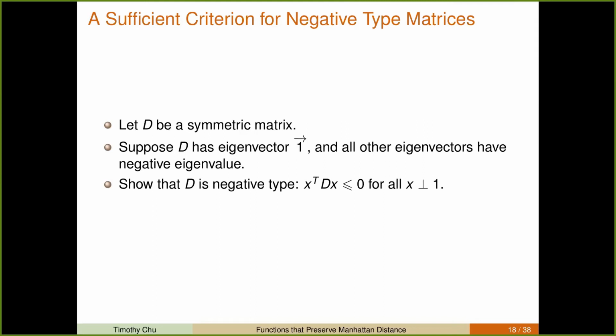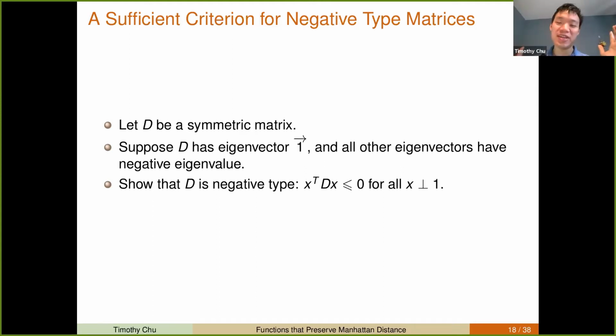I mean, write it in the eigenbasis and then write out the quadratic. Okay, so write it in the eigenbasis, like in the expansion of the eigenvectors, and then everything that's orthogonal to 1 won't have the first element, and everything else will be strictly non-positive.